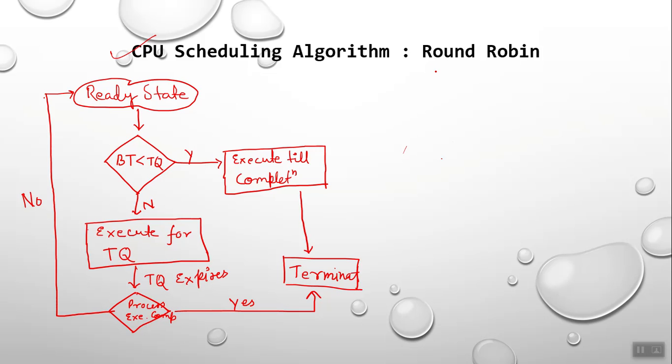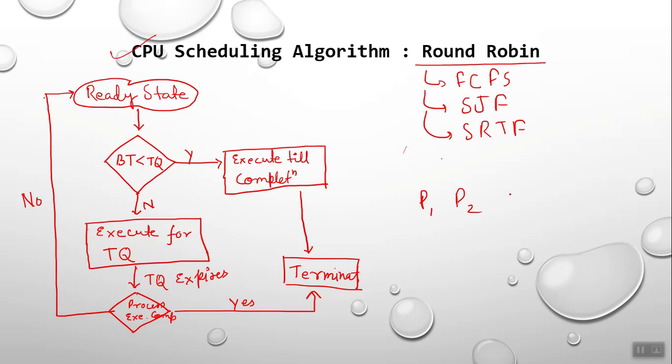Alright, so in this video we are going to see the next algorithm, which is the round robin algorithm. In previous videos we have seen the first come first serve algorithm, the shortest job first algorithm, and the shortest remaining time first algorithm. So basically, the concept of the round robin algorithm is, suppose there are many processes available, P1, P2, P3.